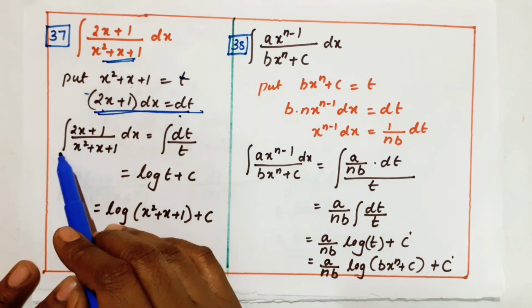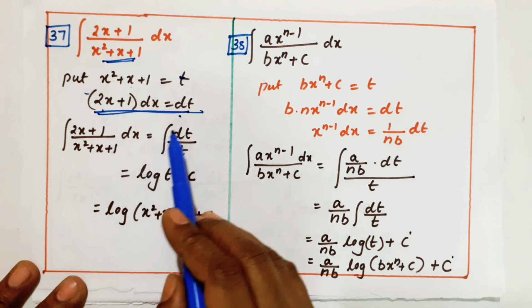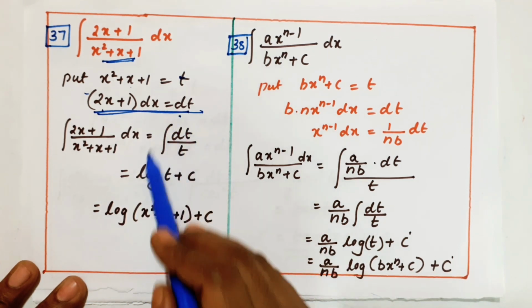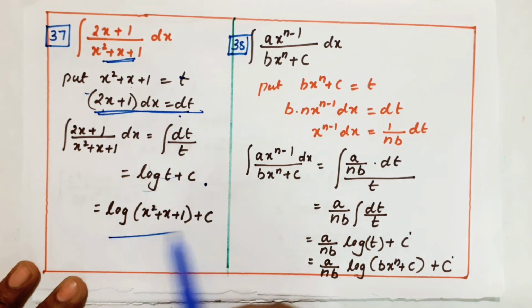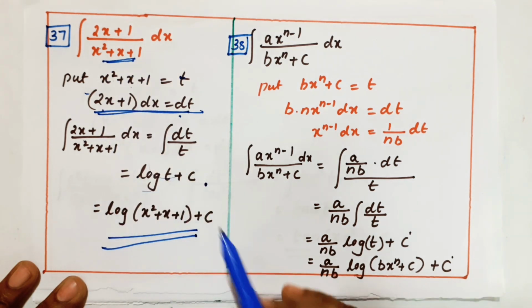The same term is in the numerator. So we can write integral of (2x + 1) by (x² + x + 1) dx as integral of dt by t. Standard form: integral of dt by t is log t plus c. What's the value of t? t is nothing but x² + x + 1, plus c.